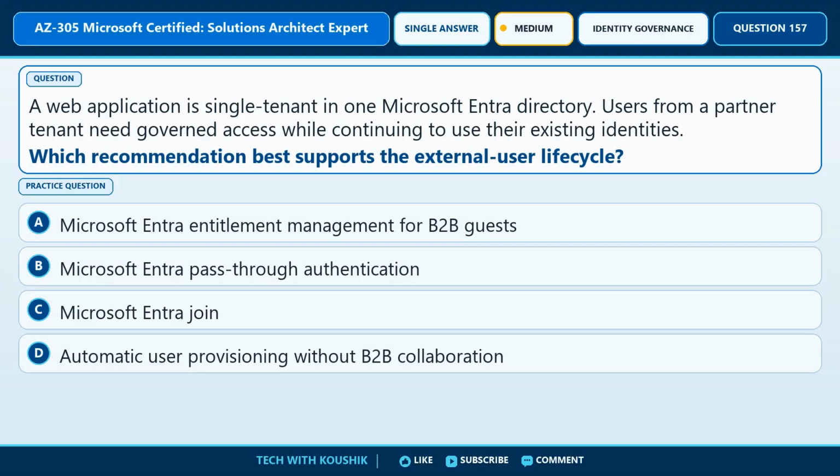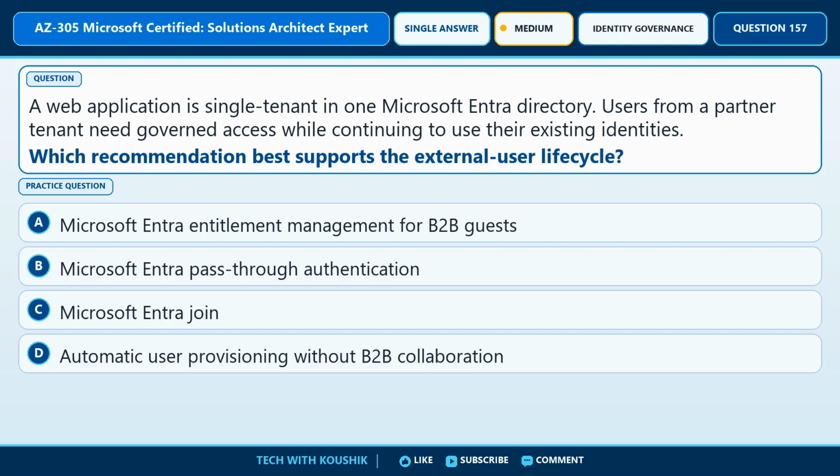Question number 157. This question moves us into identity governance. Scenario: a web application is single-tenant in one Microsoft Entra directory. Users from a partner tenant need governed access while continuing to use their existing identities. Which recommendation best supports the external user lifecycle?